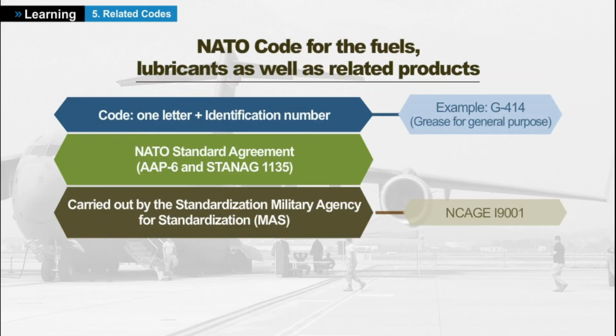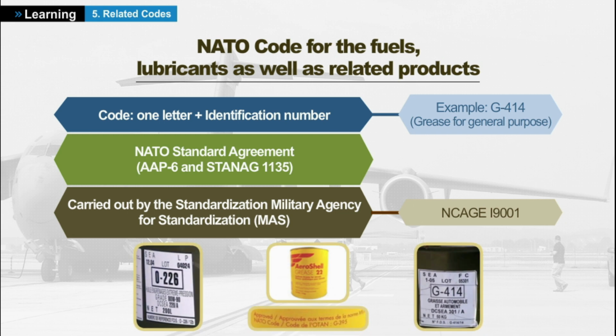The NATO code for fuel, lubricants, and related products is made of one letter and one identification number assigned to an item meeting specifications which have been agreed in a NATO Standardization Agreement, AAP 6. Example: G414, grease for general purpose. The management of NATO codes in accordance with STANAG 1135 is carried out by the Military Agency for Standardization.